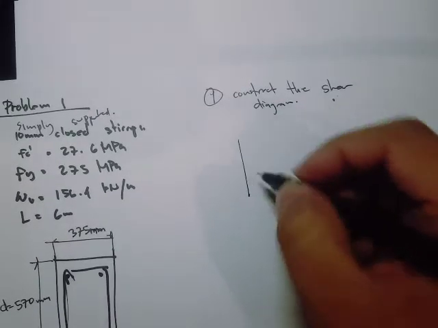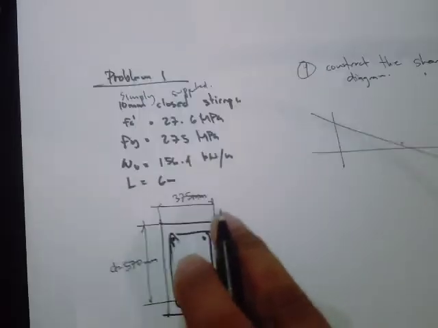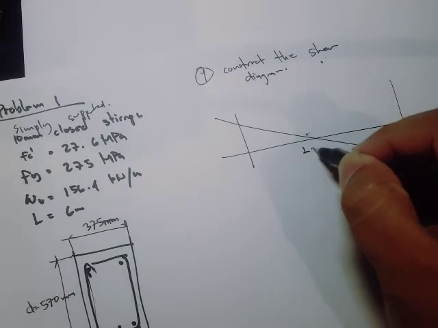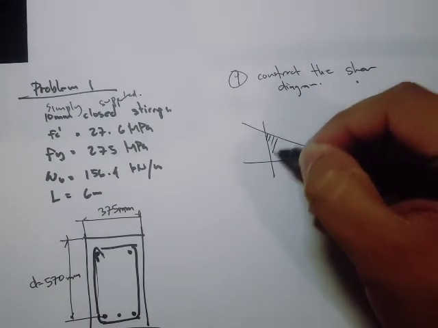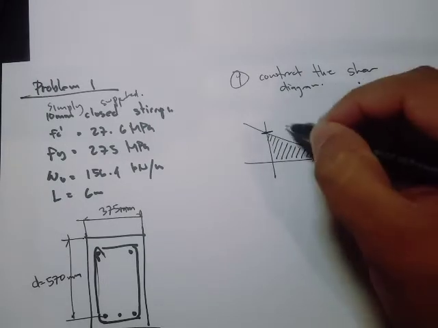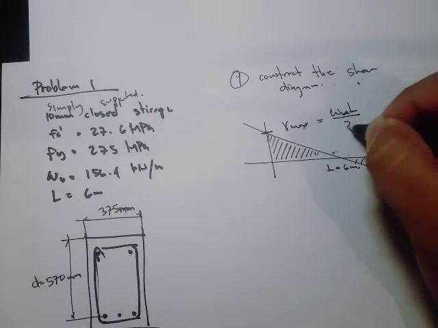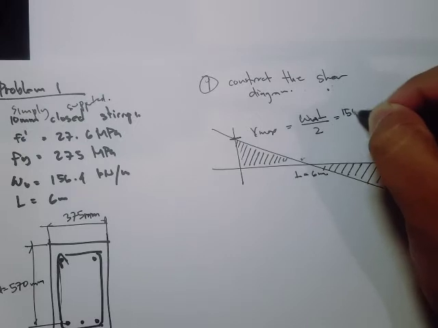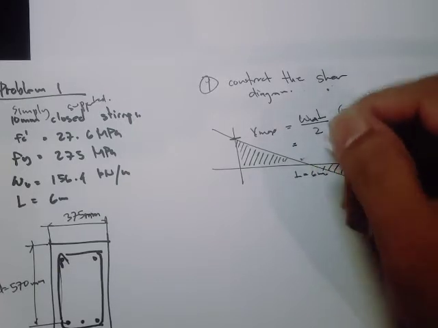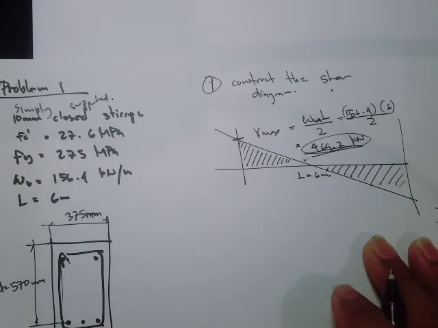Okay, so for the shear diagram, since we have a uniformly distributed load, simply supported at a length of 6 meters, then our maximum shear, our V max, is going to be wL all over 2. So if you substitute 156.4 times 6 all over 2, our V max would be 469.2 kilonewtons.